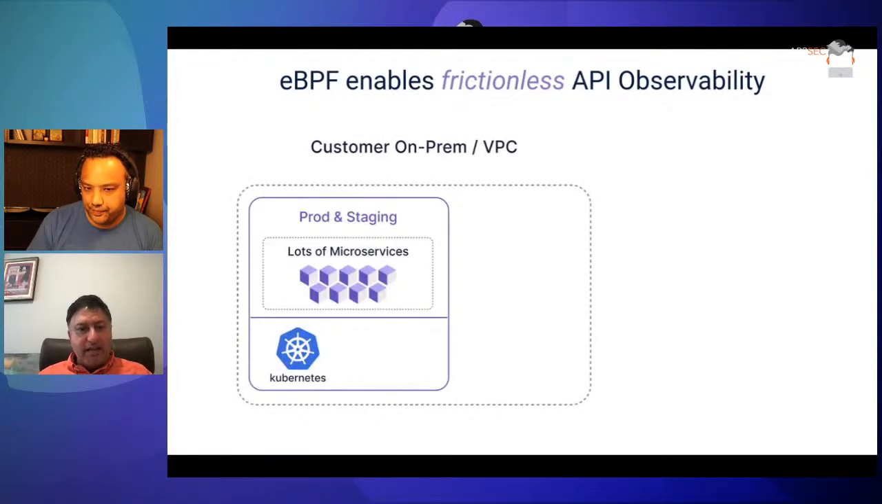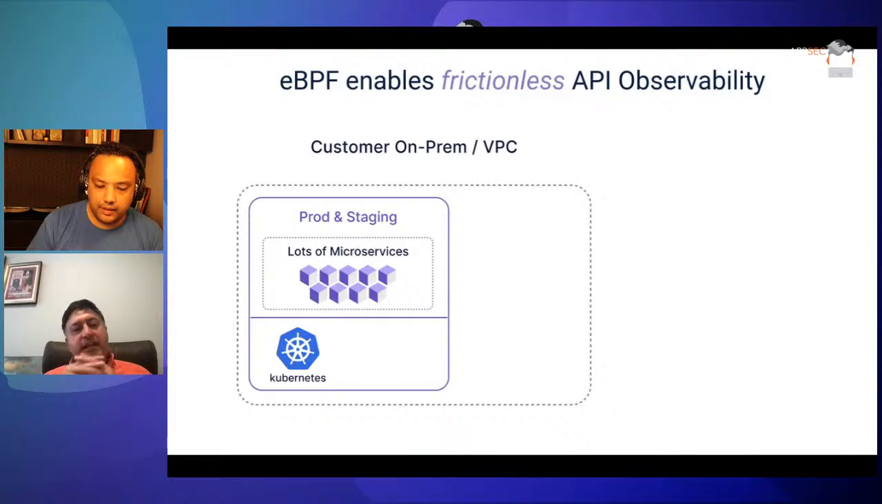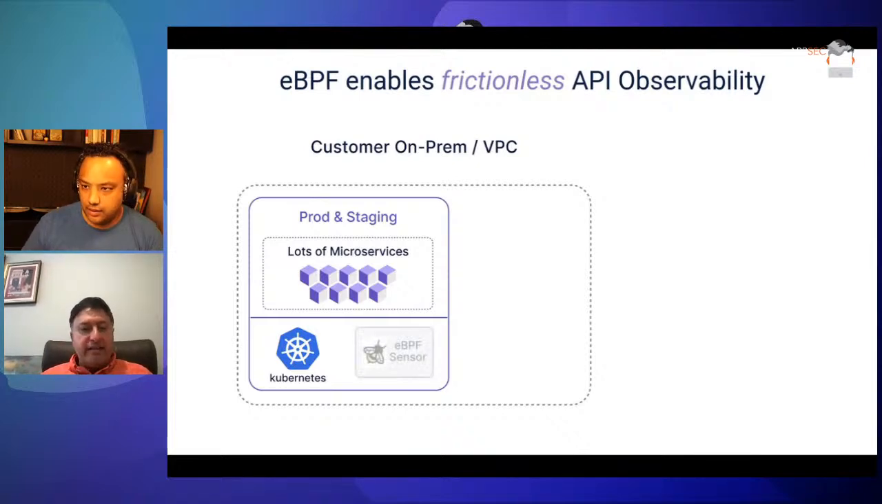This thing on the left-hand side is a customer premises or VPC if they're running in the cloud. More and more microservices are being orchestrated using Kubernetes. So I'm showing you clusters, production, staging, pre-production clusters running Kubernetes. And within those environments, what we do is we install a sensor that is built using eBPF, or extended Berkeley packet filters. Now, why is this unique and different?